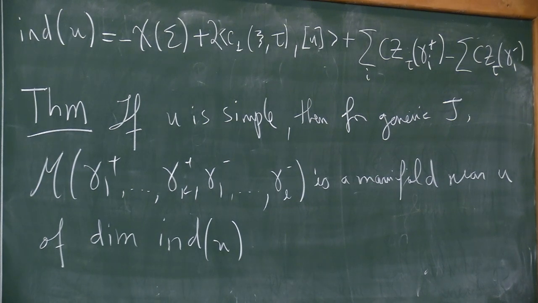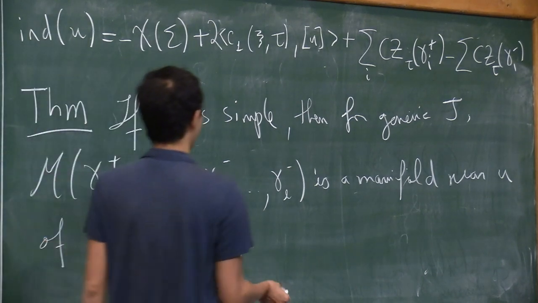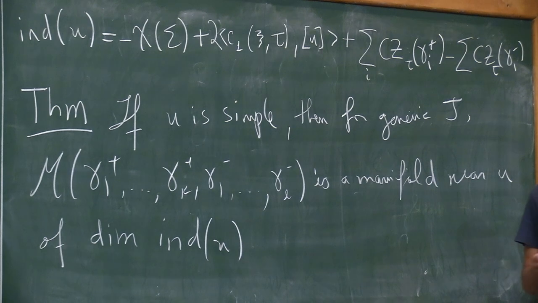Well, actually, so far, for this, you don't need three dimensions. But then everything else I'm going to say is only for ECH. So far, I haven't said anything about ECH. But for this theorem, you can do it in any dimension. For generic J, for all simple u's, this is a manifold near u. So you can actually choose a generic J that works for all simple u's.